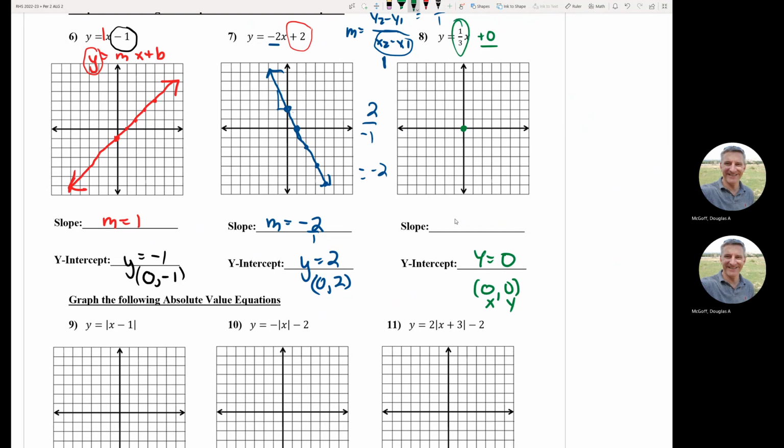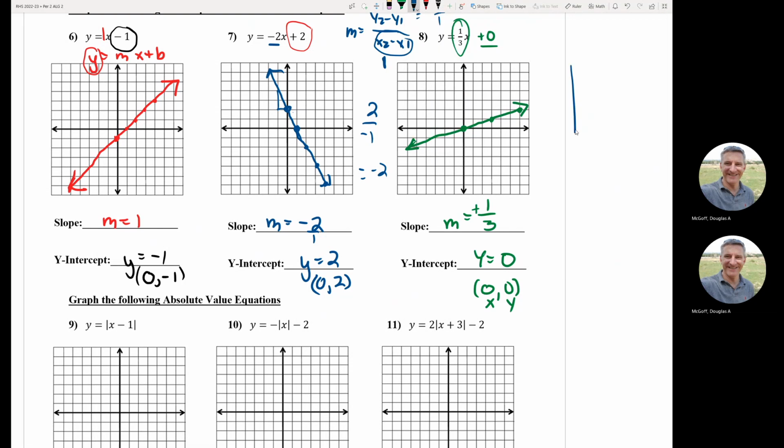There is my slope. My slope equals 1/3. So I can go up 1, 3 to the right. Up 1, 3 to the right and connect my dots. On number 1, positive slope, uphill from left to right. Number 2, negative slope, downhill from left to right. Number 8, positive slope, uphill from left to right. Good thing to check.